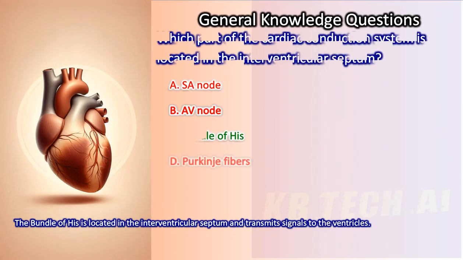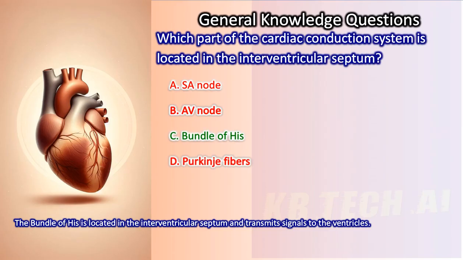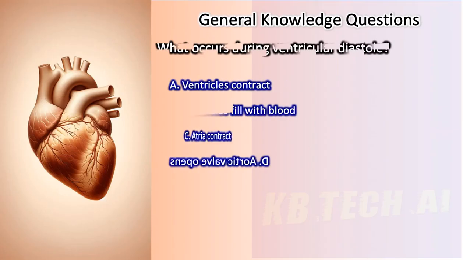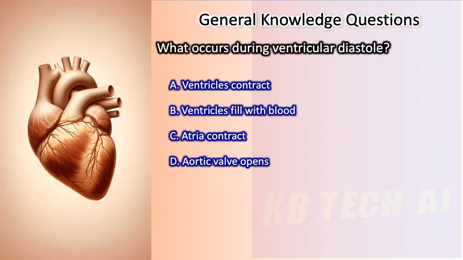The answer is option 3. Bundle of His. What occurs during ventricular diastole? Option 1. Ventricles contract. Option 2. Ventricles fill with blood. Option 3. Atria contract. Option 4. Aortic valve opens.